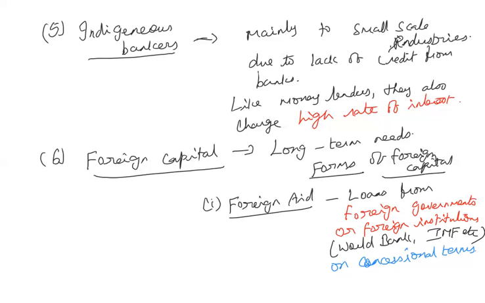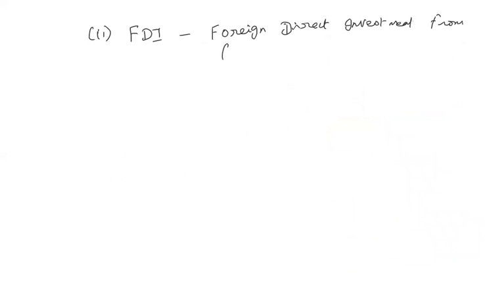If the foreign exchange received in the form of credit or loan from these institutions is directed towards the development or expansion of industries or infrastructure facilities, then it will turn into foreign capital. Then the next form of foreign capital, the most popular one, is FDI, foreign direct investment, from foreign companies. Foreign companies can directly invest in a domestic company, and they can form a collaboration. That is the second form of foreign capital.